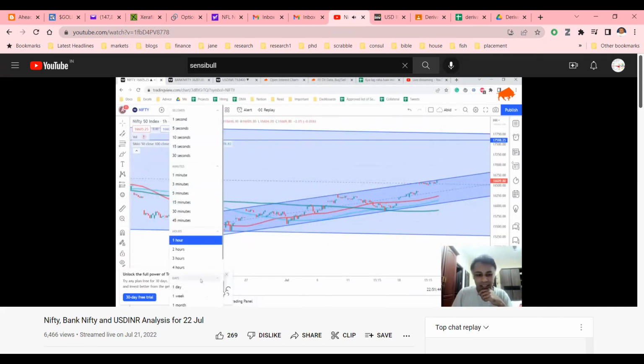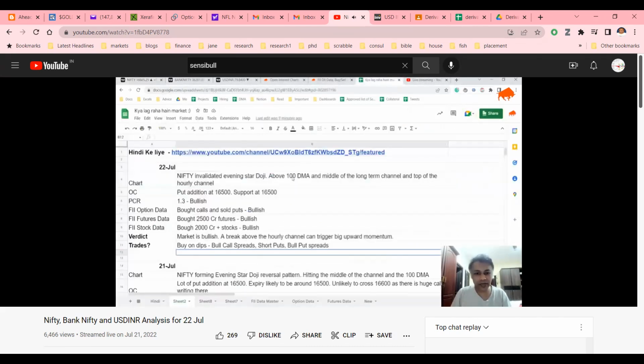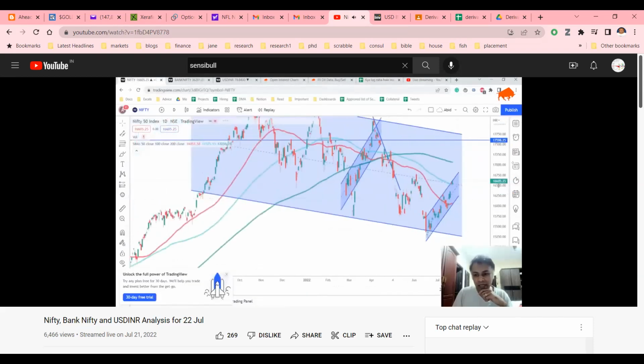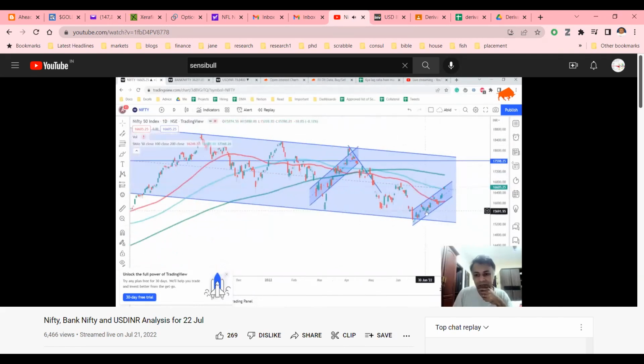Obviously it is testing the top of the channel, so you have to be careful, but there is no doubt that the trend is up. So now there are three conflicting things at play. One is the short-term trend is up, no questions. The long-term trend is down because we still haven't formed a higher high. We have not confirmed reversal. This is Nifty, so this is not reversal, so you have to be careful.